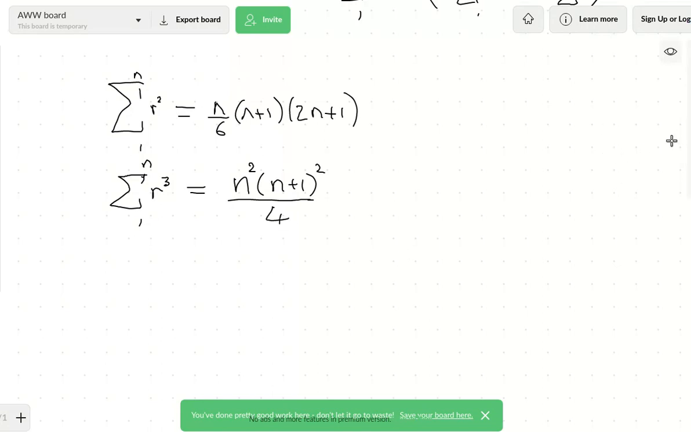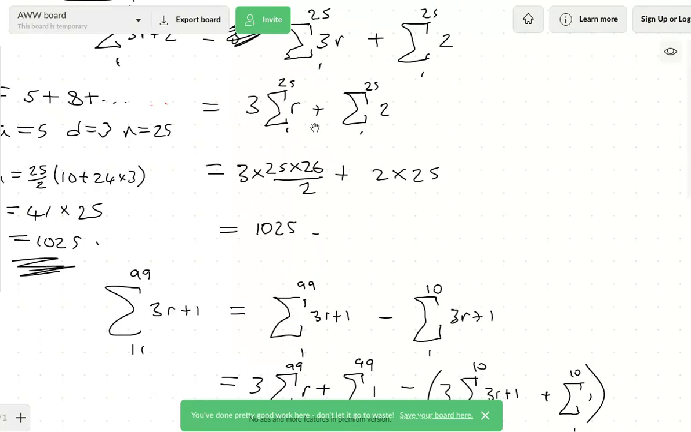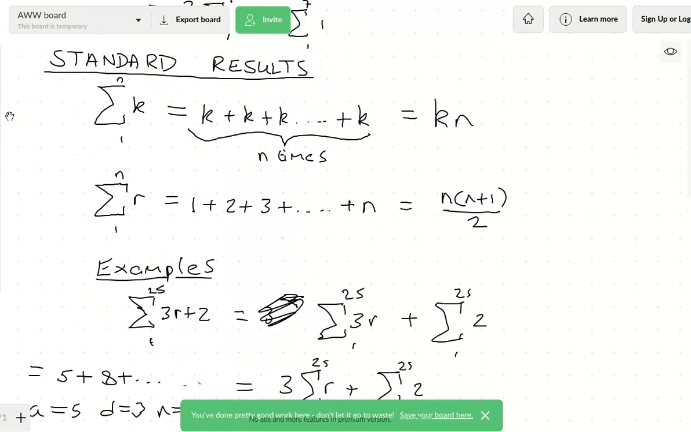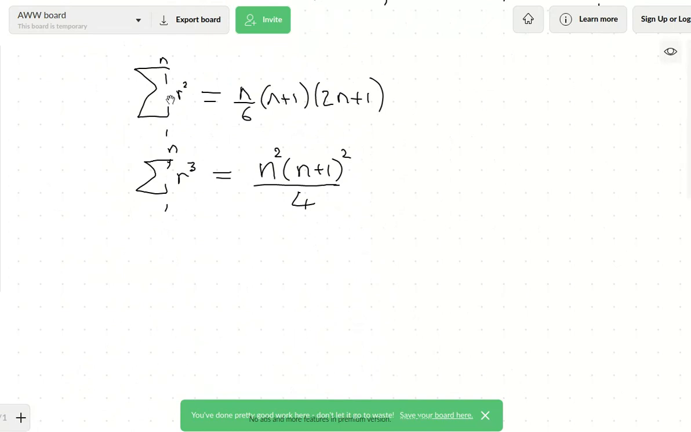Yeah, there's some really interesting things going on here. Firstly, note, when you sum a linear sequence, if we go back to the standard results up here, so I might label these standard results as well. When you're summing a constant, you get a linear sequence. When you're summing a linear sequence, you get a quadratic. When you sum a quadratic, sum the squares, you get a cubic. When you sum the cubes, you get a quartic. And guess what? That pattern will continue.